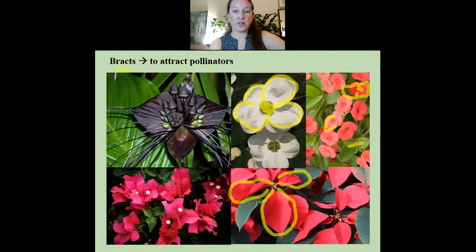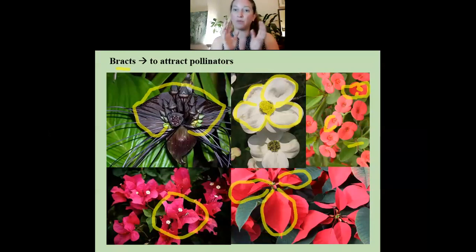And then look at this cool one on the top left. This is called the bat flower. Super, super cool. The wings of the bat flower, these parts in the back here, are actually also bracts. And if you've ever been in the Caribbean, you may have seen this plant. It's a bougainvillea, and the flowers are these little white things, and those purple parts surrounding the white things are actually leaves, again, bracts. So sometimes leaves help attract pollinators.